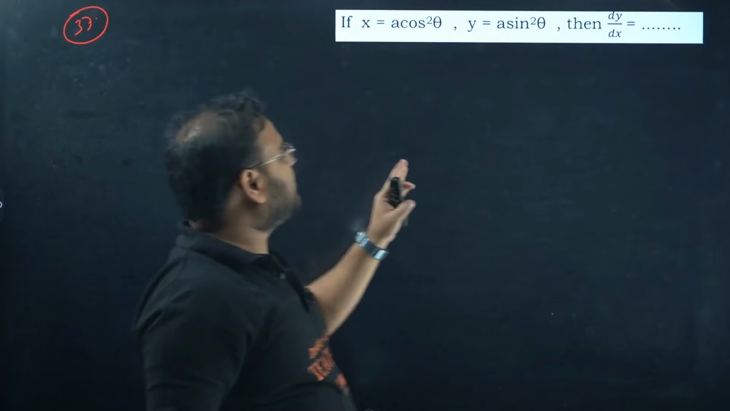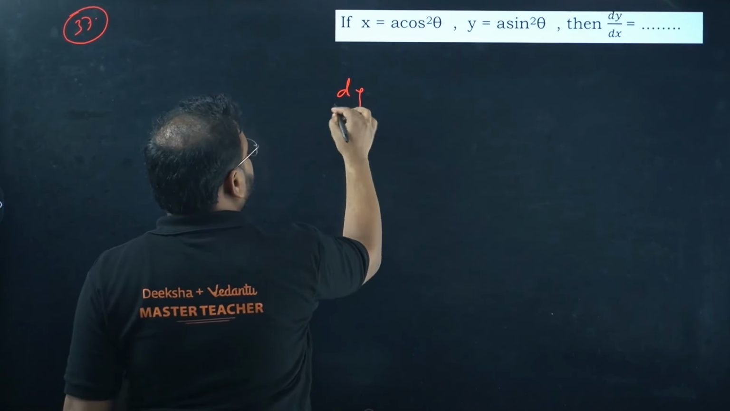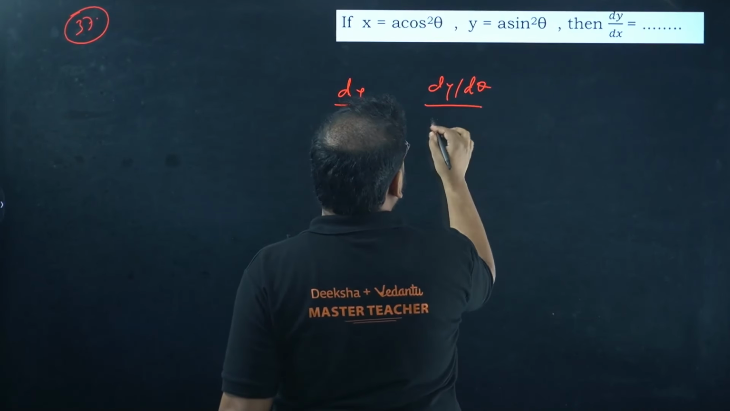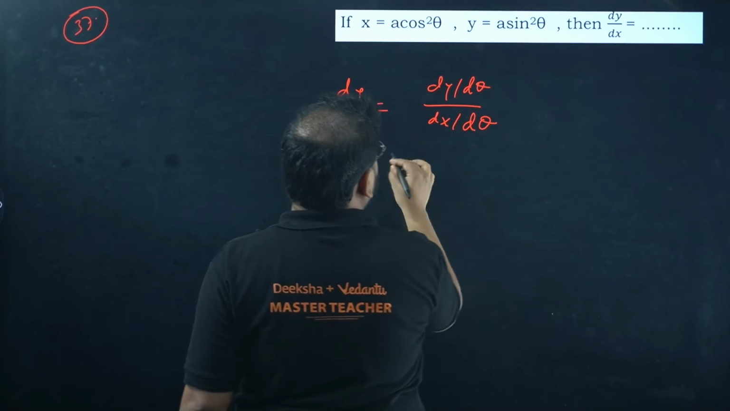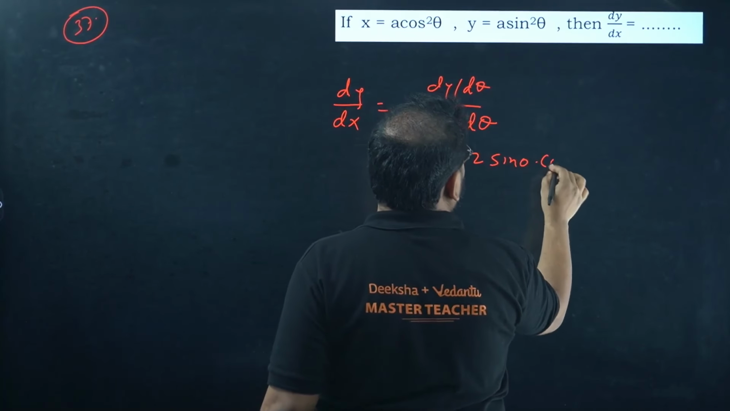X equals a cos square theta. Y is also given. This is a question of parametric form. How do you solve it? dy by dx equals dy by d theta upon dx by d theta. Differentiate y. You'll get a 2 sine theta and cos theta.